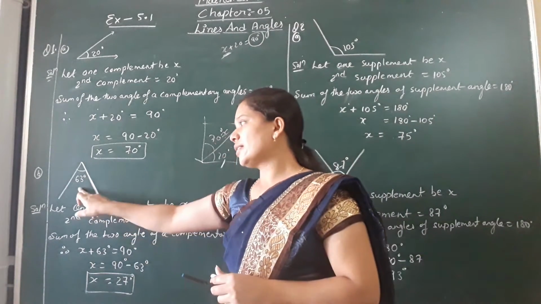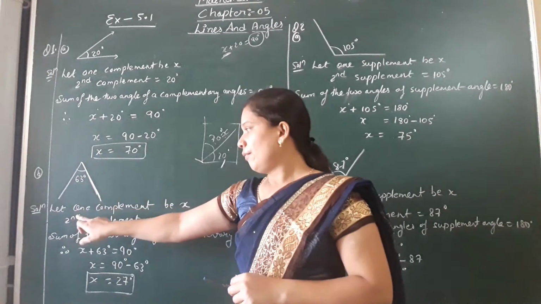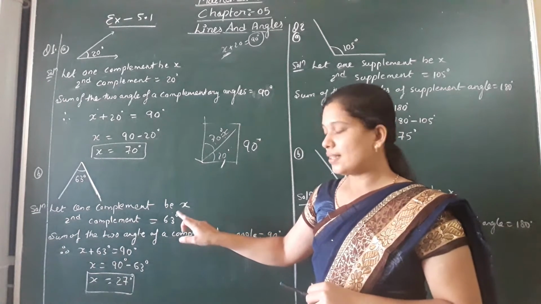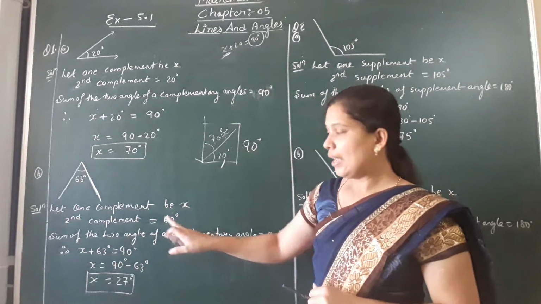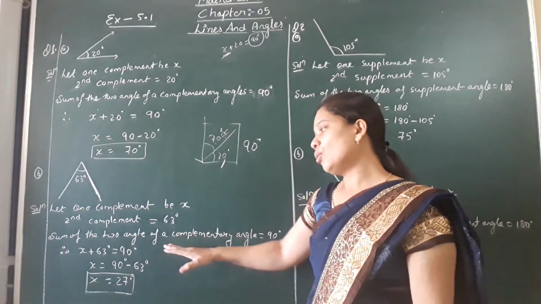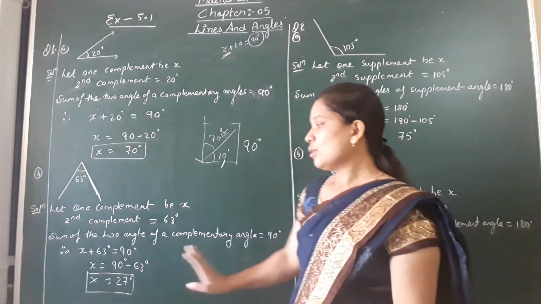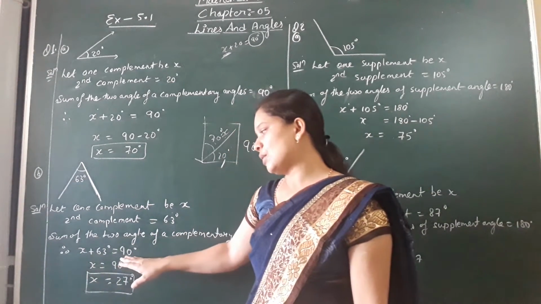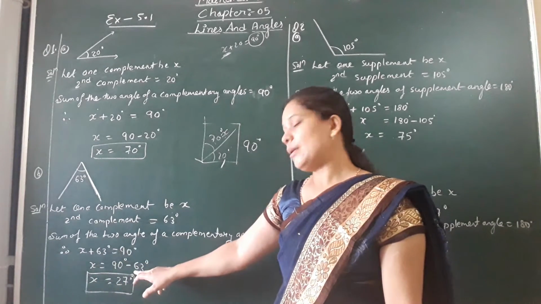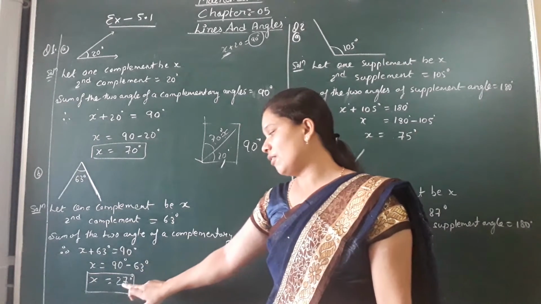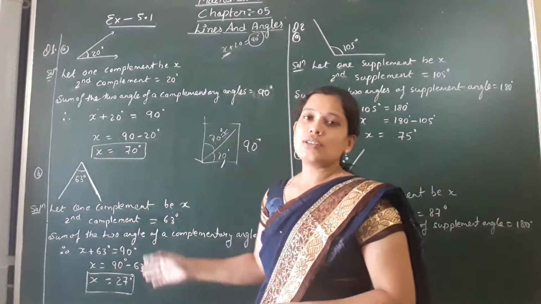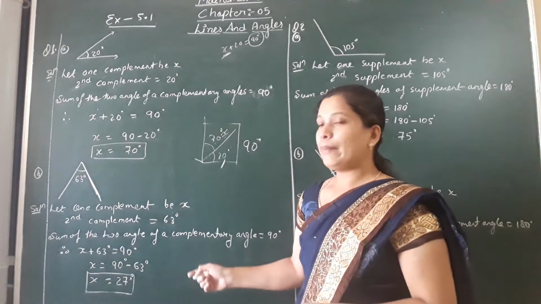Similarly, for the second one, 63 is the complement angle given, and we have to find the other complement angle. So let one of the complement angles be x. The second complement angle is given as 63. According to the definition of complementary angles, the sum of the two complementary angles is equal to 90 degrees. Therefore x plus 63 is equal to 90. When 63 is transposed from the left hand side to the right hand side, it will become minus 63. So 90 minus 63, the value of x you will get as 27. Clear up to here? So this is the solution of question number 1, parts A and B.